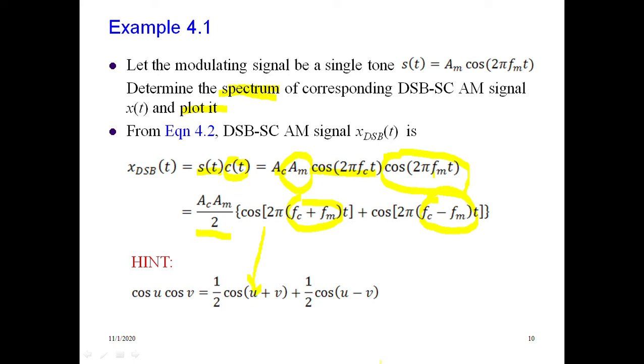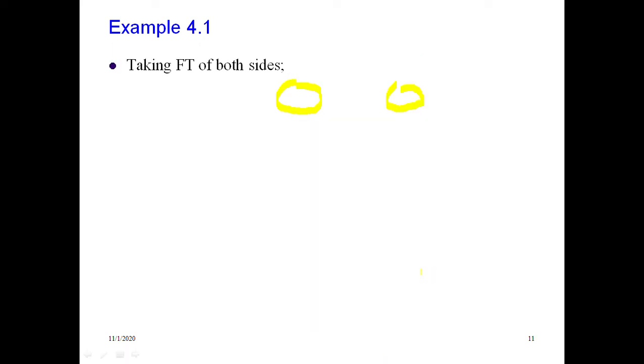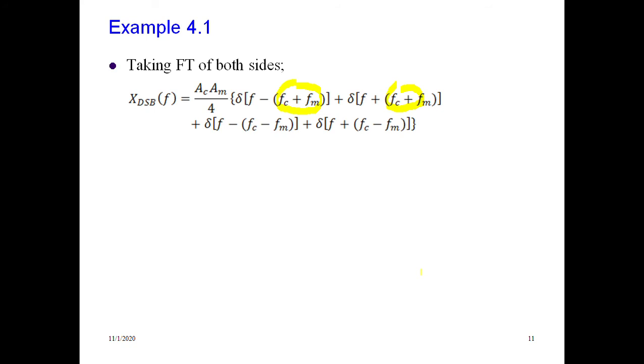We have 2 pairs of delta. So cos will be delta and another delta, and this cos will be delta and another delta. So that's why we have 1, 2, 3, 4. And remember also the amplitude 1 over 2 multiplied with the current conversion of cos becomes ACAM divided by 4.